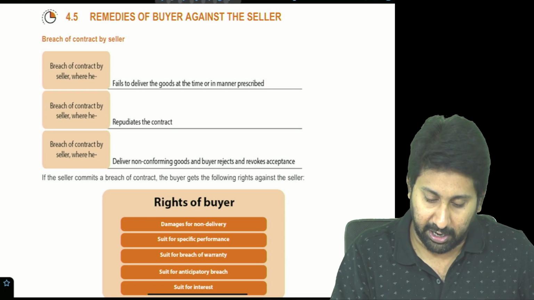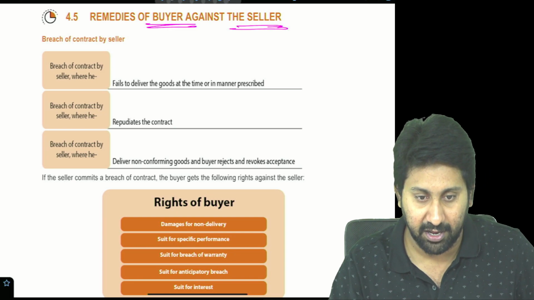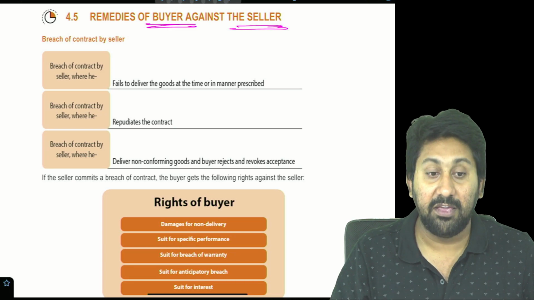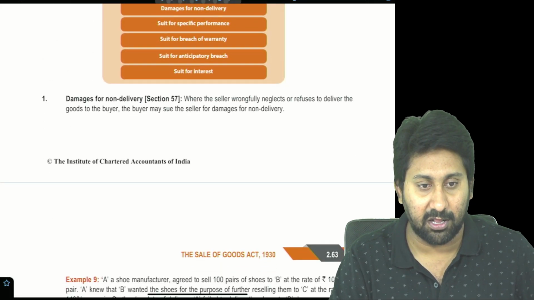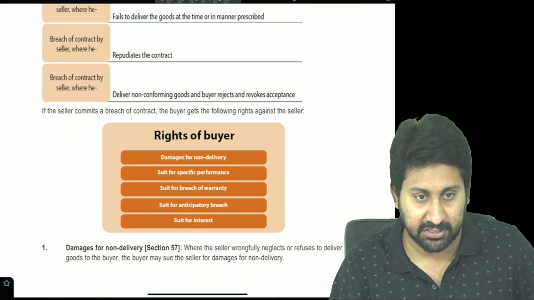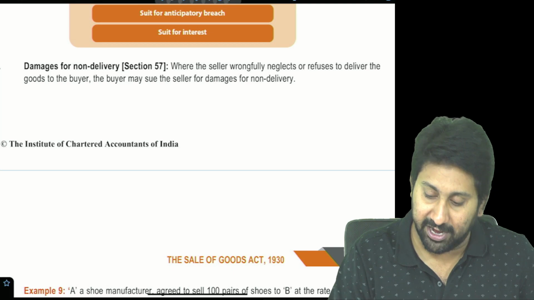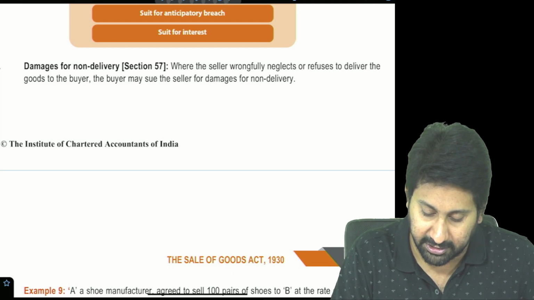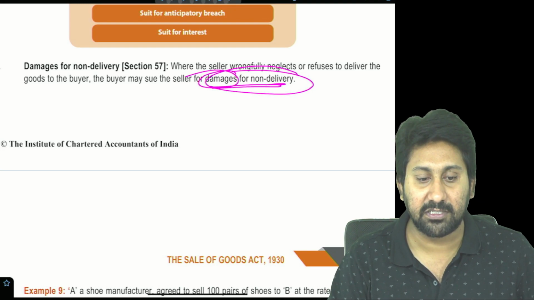Remedies of the buyer against the seller, the reverse case. If the seller is not delivering the goods properly, then what are all the rights of the buyer? First one, damages for non-delivery. Where the seller wrongfully neglects or refuses to deliver, the buyer can sue the seller for damages for non-delivery. How are damages for non-delivery calculated?